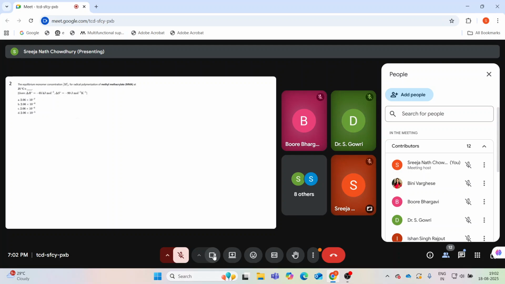Same like problem. Delta G is equals to delta H minus T delta S. So delta G means minus RT ln K, delta H, T delta S. Sorry.